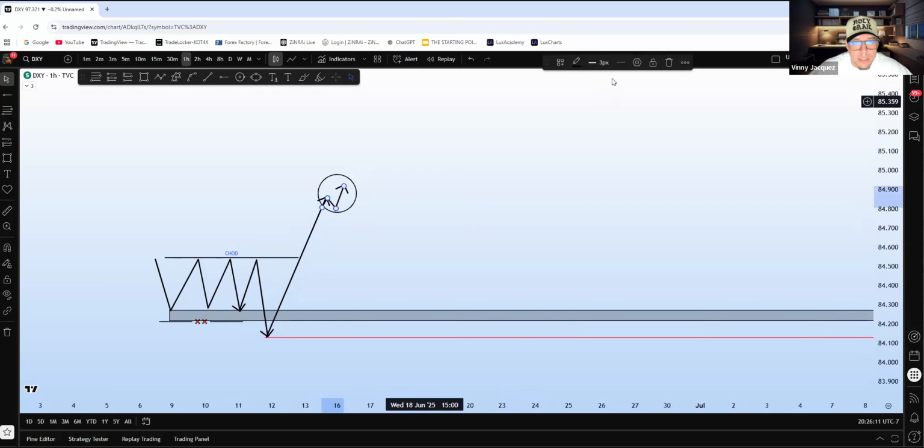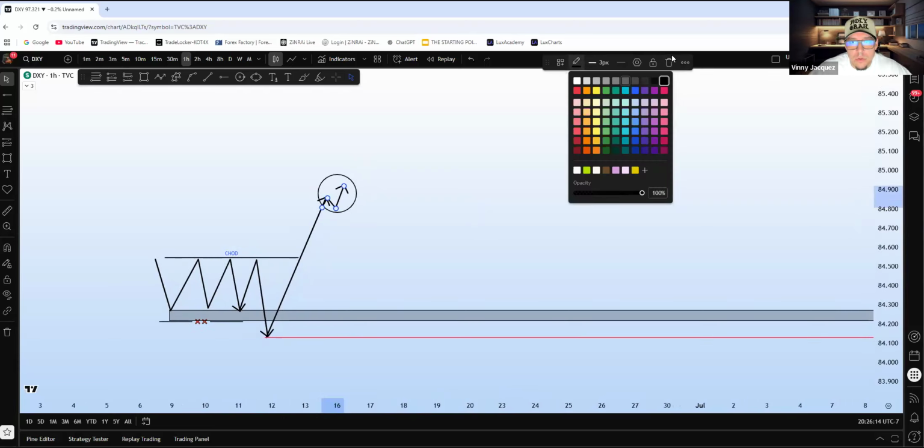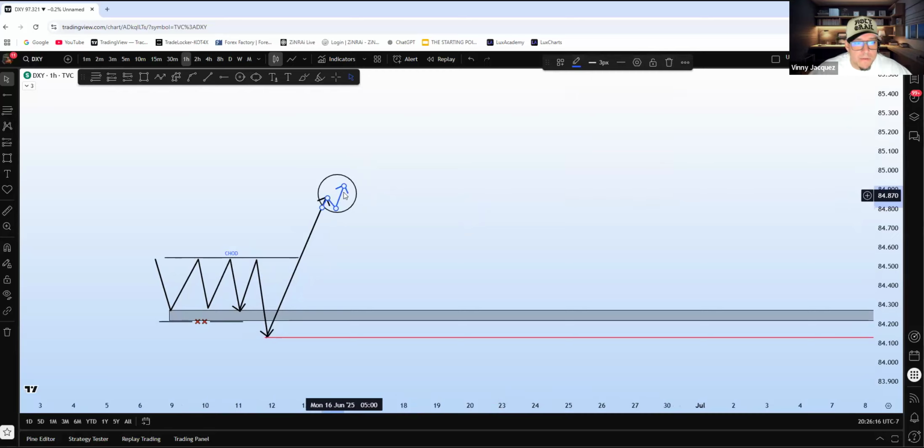The market is right here. So let's go ahead. We'll change this color to blue. And this will be our lower time frame. Now the thing is, guys.